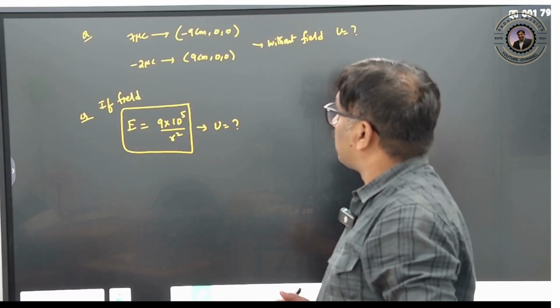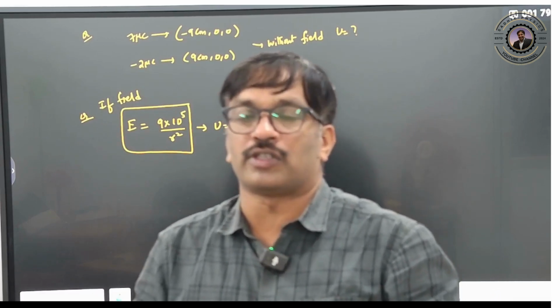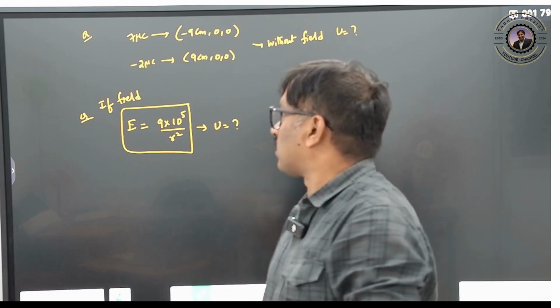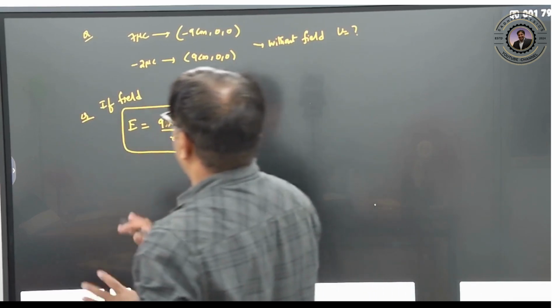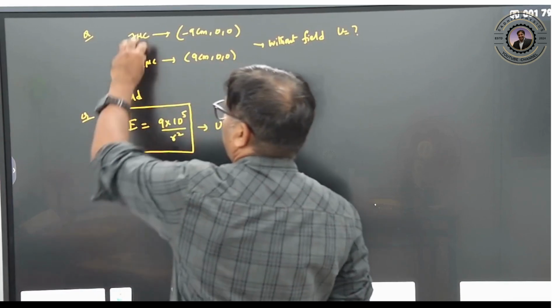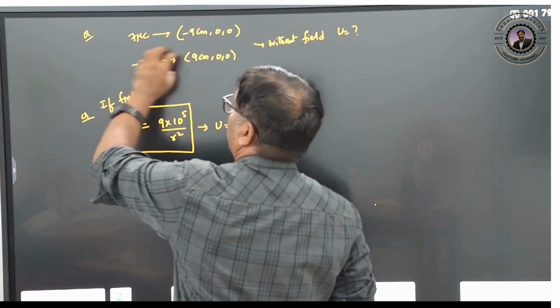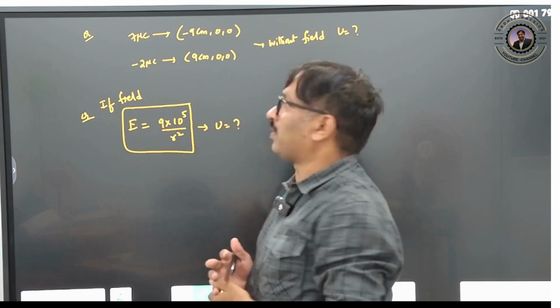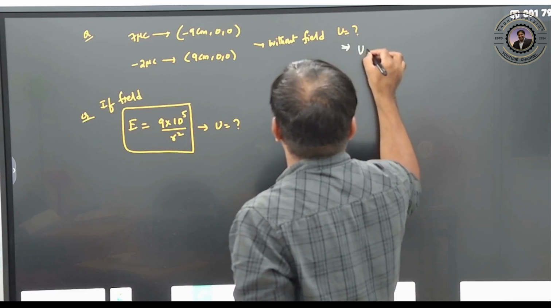Right students, see here, this is one of the very important questions, which is there in your CBSE textbook as an example question. Here you need to have one learning. There are two parts of the question. There is a 7 microcoulomb charge located at this point, and minus 2 microcoulomb located at this point. There is no other external field. We have to calculate the potential energy. Very simple, direct question. What is the potential energy?